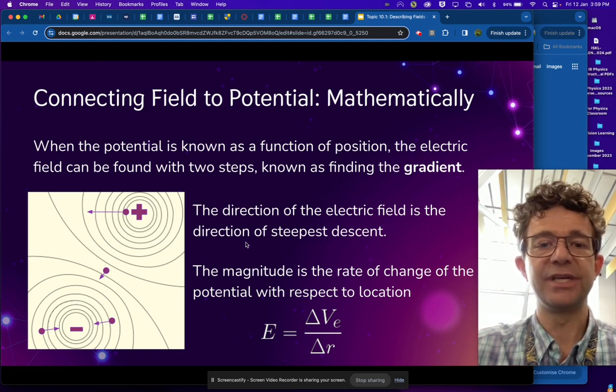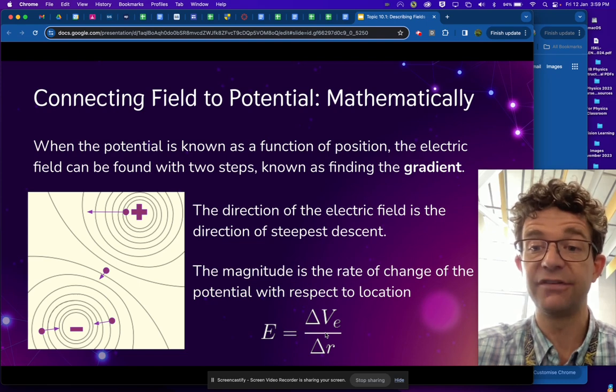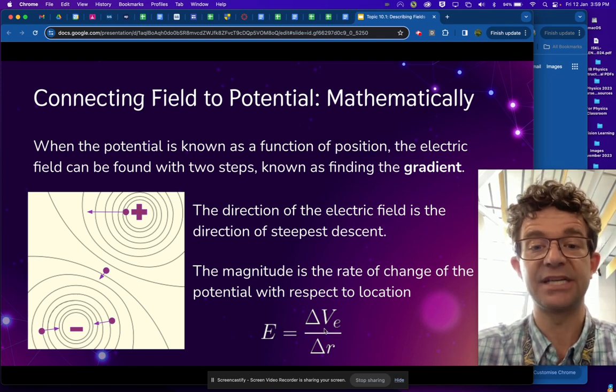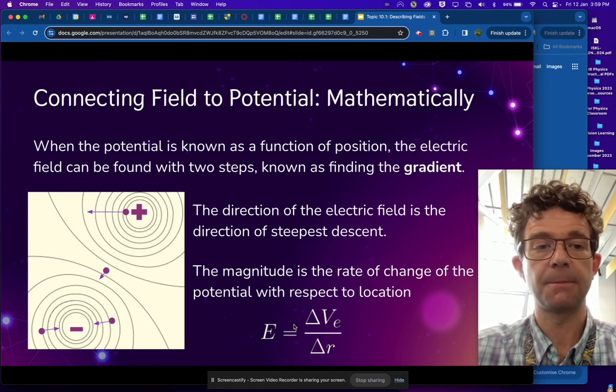And what we need to do is find the direction, which is the direction of steepest descent. And we need to find the magnitude. And the magnitude is the rate of change of potential with respect to location, or the derivative, essentially, of the potential with respect to position.